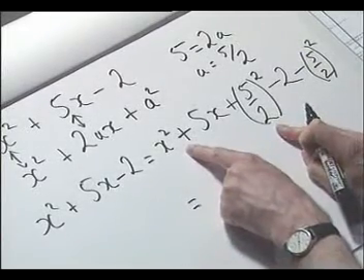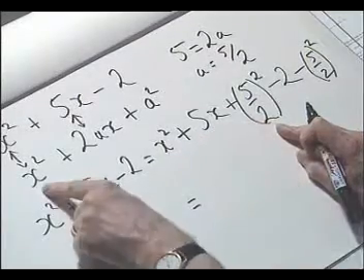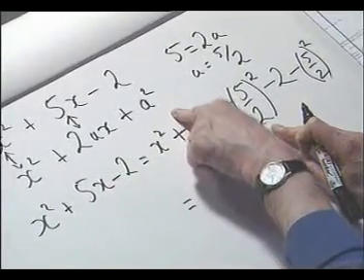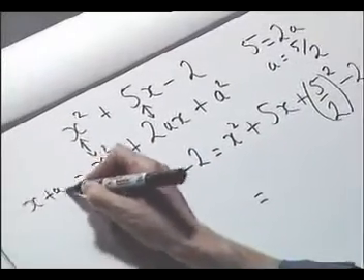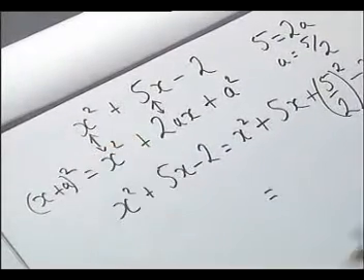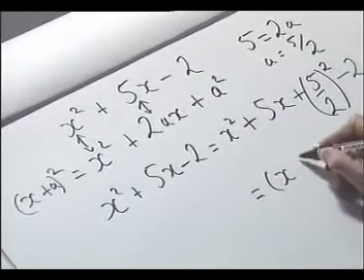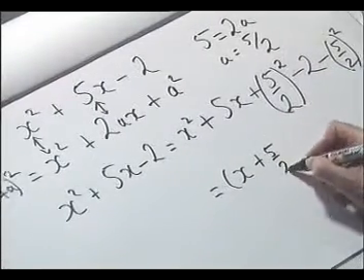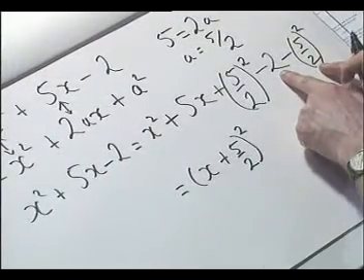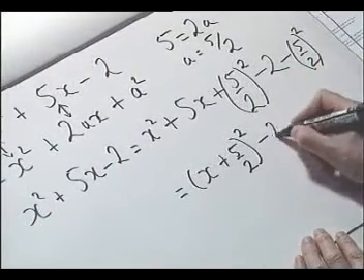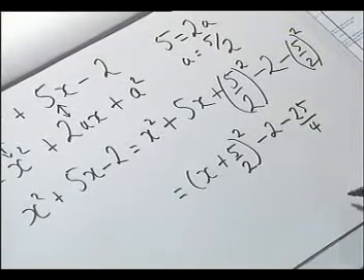Now let's look at this bit. This is an exact square. It's that expression there. And we know that this began life as x plus a all squared. So this bit has got to be the same, x plus 5 over 2 all squared. And now we can play with this. We've got minus 2 minus 25 over 4.